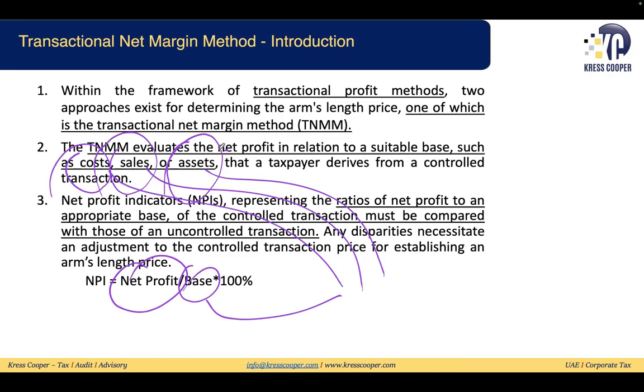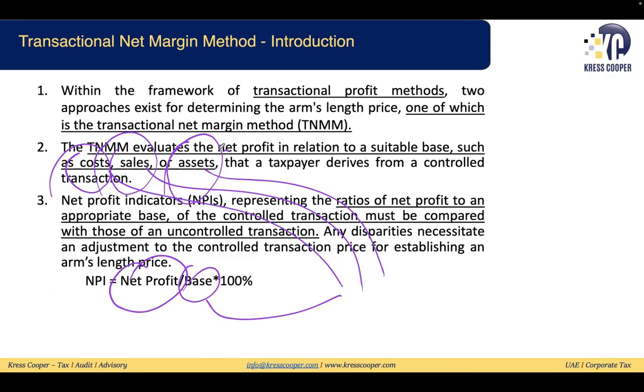If the NPI of the controlled transaction is different from the NPI of the uncontrolled transaction, then there are chances of adjustment. In case we make any adjustment, after the adjustment the adjusted price of the controlled transaction will definitely be similar to the price of the uncontrolled transaction. So a couple of things are important. First of all, the NPI, net profit indicator, should be the same for the controlled and the uncontrolled transaction.